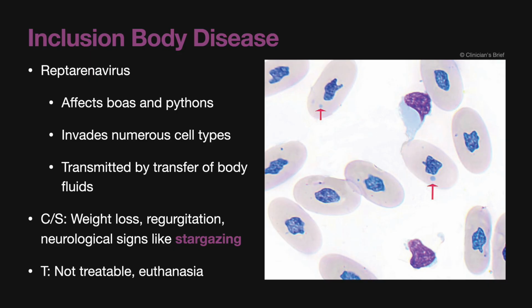Inclusion body disease is caused by a virus that affects boas and pythons. The virus invades numerous cell types throughout the body and is transmitted by transfer of body fluids. Clinical signs include weight loss, regurgitation, and neurologic signs like stargazing. The disease is not treatable and typically results in euthanasia.